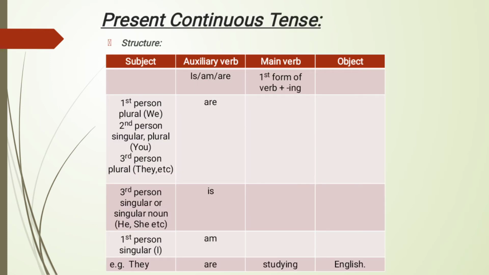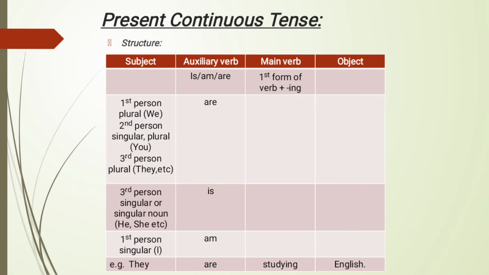Let's move towards the next topic. The next topic is present continuous tense. This tense is also called present progressive tense. This tense is used to show that an action is going on at the time of speaking. For example, I am teaching you. For example, you are listening to me.